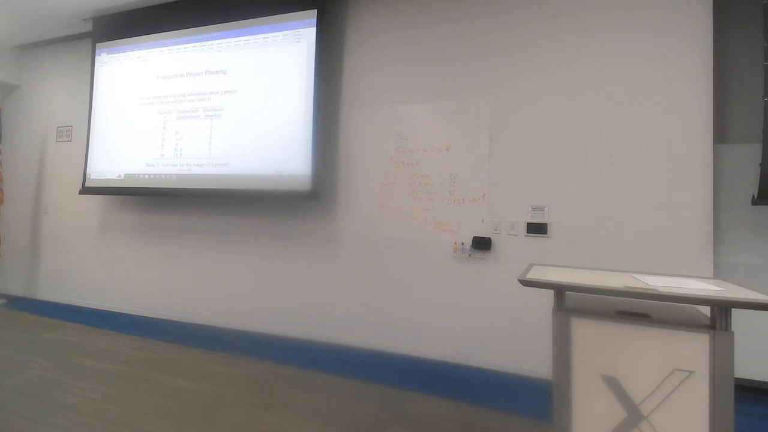In exercise number one, you're given the following information about a project consisting of seven activities. The seven activities are listed. The predecessors for each activity are listed, and the duration in weeks of each activity. You are going to construct a project network, find the earliest time, latest time, and slack for each of the activities. You're going to determine the critical path. And if all other activities take the estimated amount of time, what is the maximum duration of activity D without delaying the completion of the project? So that's number one.